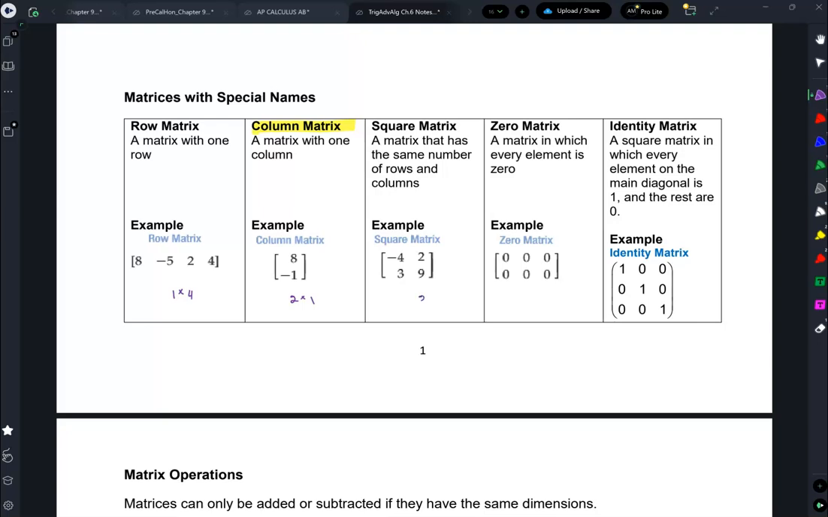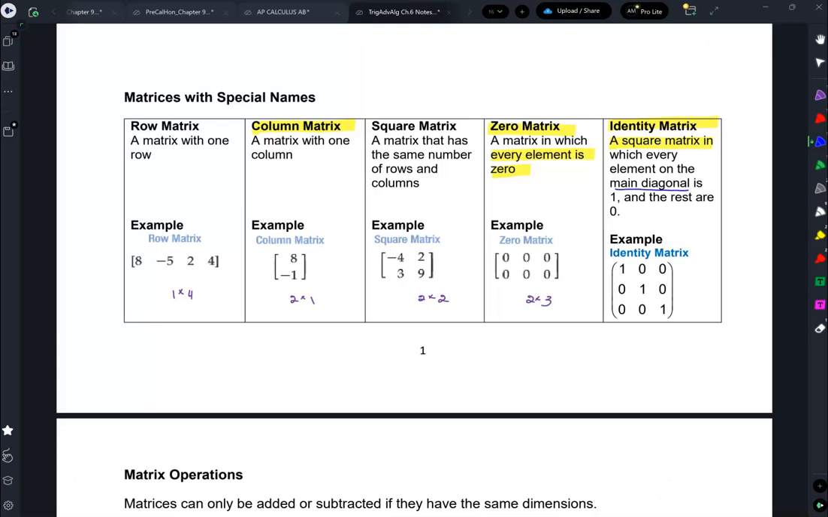A square matrix just has an equal number of rows and columns. So in this case, this is 2 by 2. It could be a 3 by 3. It could be a 5 by 5, or it could be an n by n. Okay. A zero matrix is a matrix of any size, but every element inside is 0. Okay? What's the dimension of this? 2 by 3.